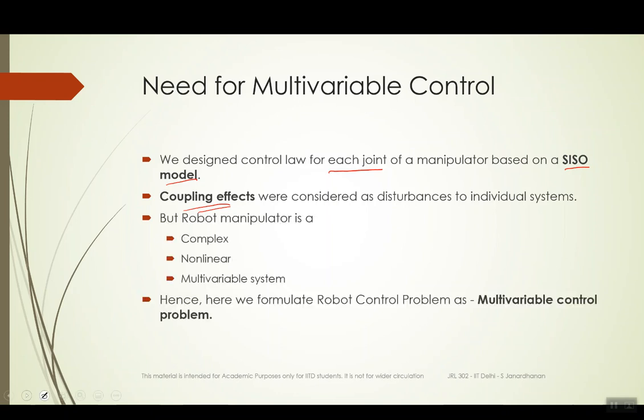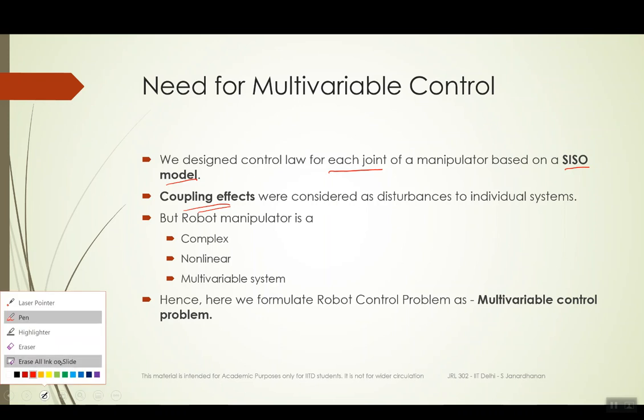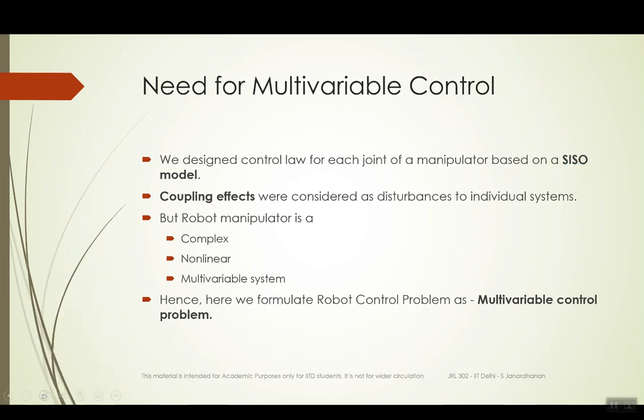However, the actual robotic manipulator is more complex. It is not actually a linear system. There are non-linearities in it, and it is a multivariable system. So now in this lecture, we'll start formulating the robot control problem as a multivariable control problem rather than a single input, single output problem, or a set of single input, single output problems.